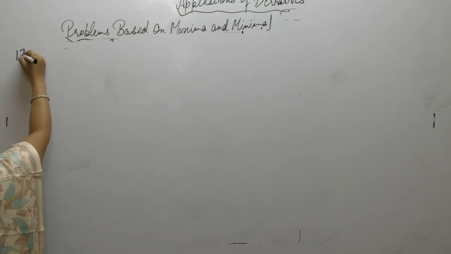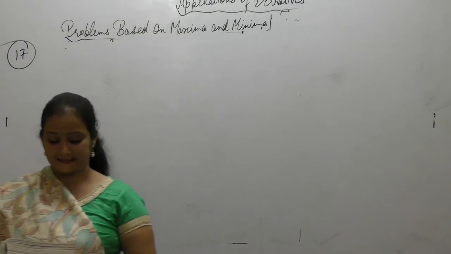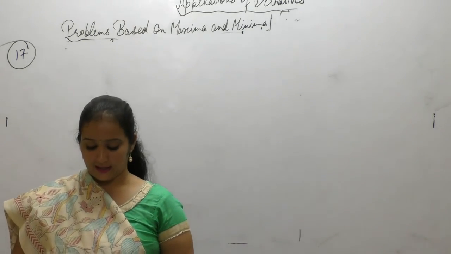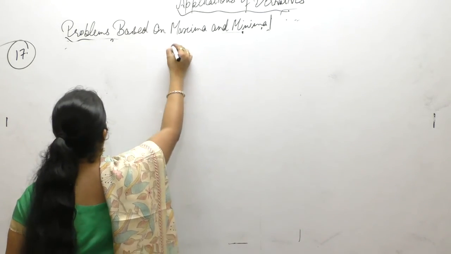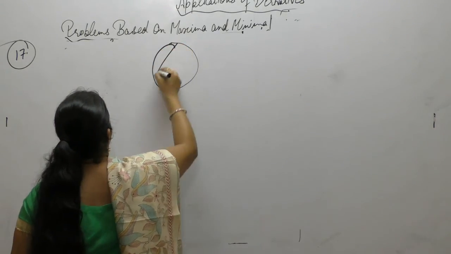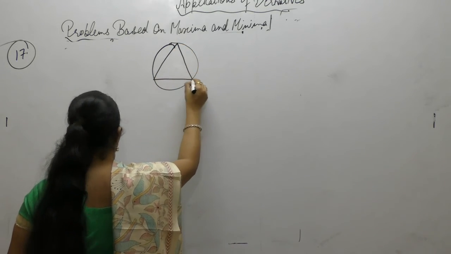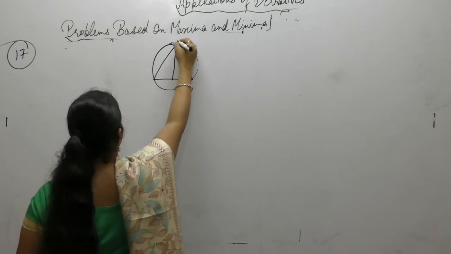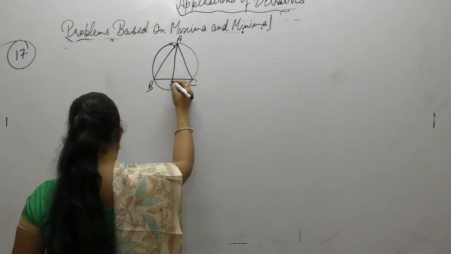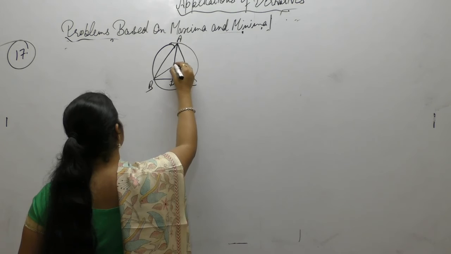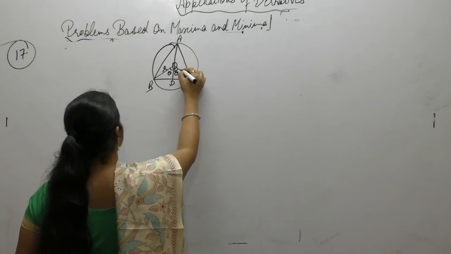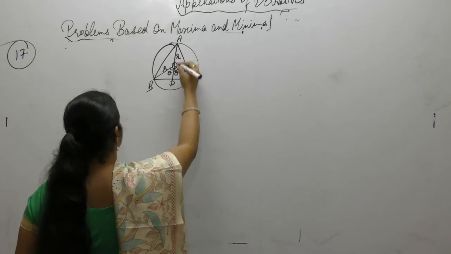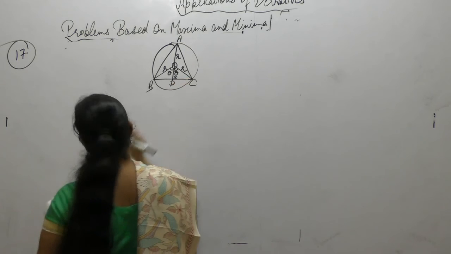Next one. Show that the triangle of maximum area that can be inscribed in a given circle is an equilateral triangle. Triangle inscribed in a circle. We have to prove that this is an equilateral triangle. This is the center of the circle O. This is the radius. Let this side be x.